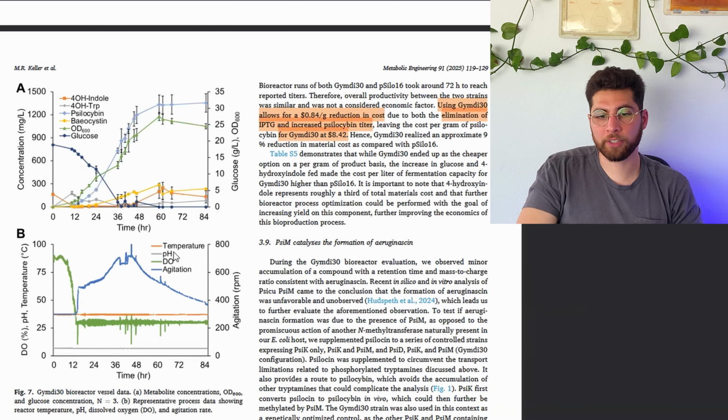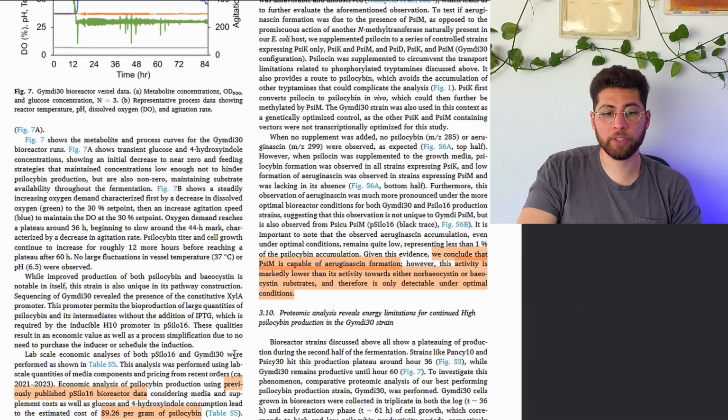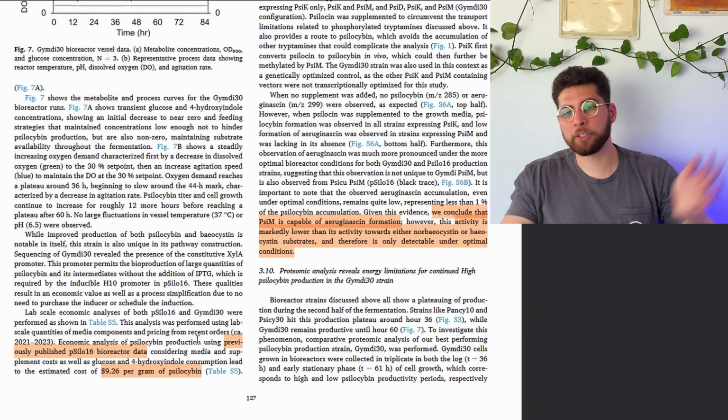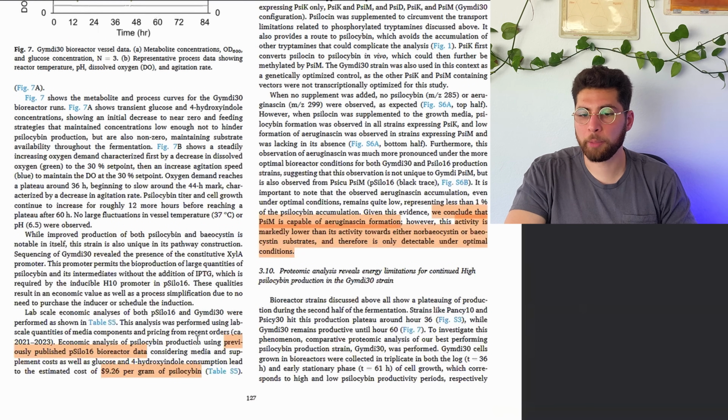You can see the pH is kept constant and the temperature is kept pretty constant at 37. So that's the bioreactor. So that's basically all the data here. And now they're talking about cost, which is interesting.